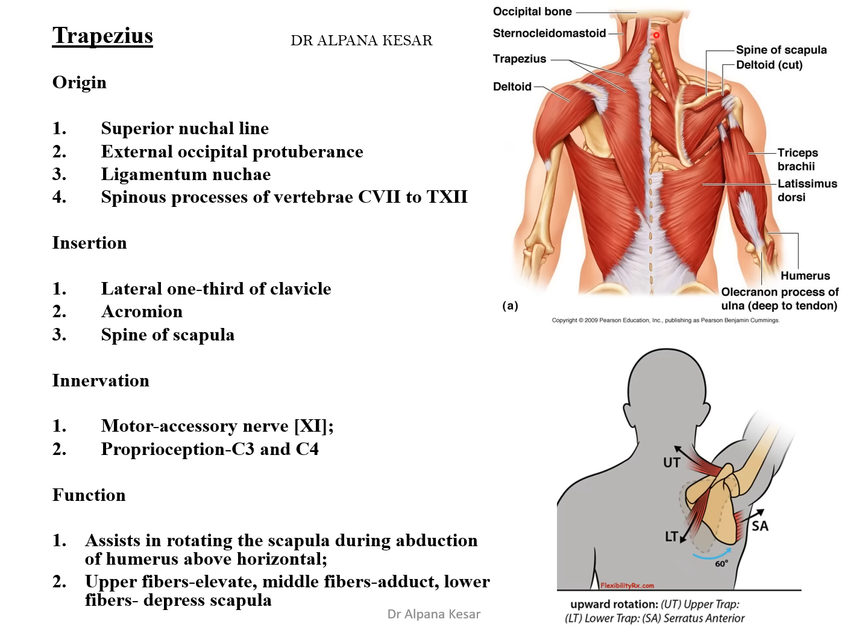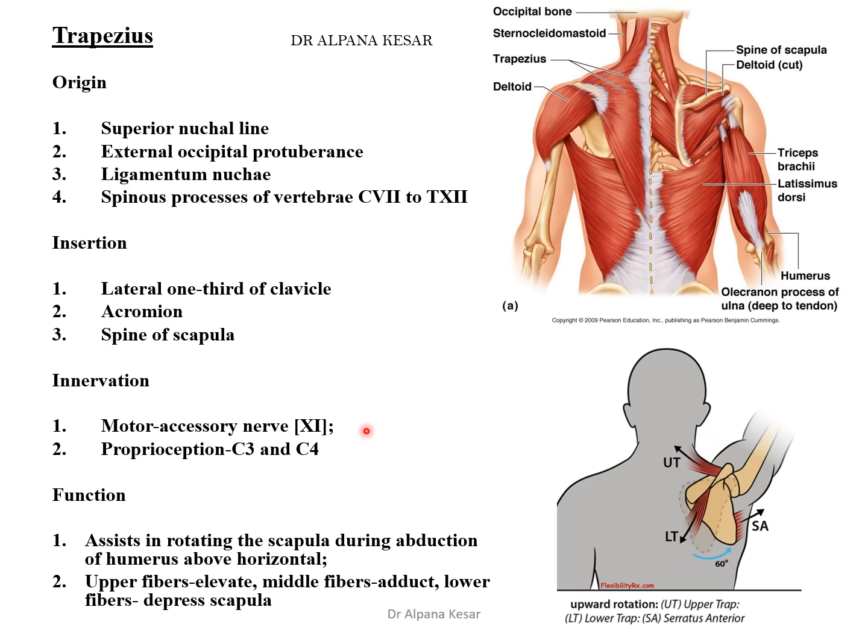Trapezius is a large trapezoid-shaped muscle that is present in the back. Origin of trapezius is from the superior nuchal line, external occipital protuberance, ligamentum nuchae, and from the spinous process of the 7th cervical to the 12th thoracic vertebrae. Insertion is in the lateral one-third of the clavicle, in the acromion process, and also in the spine of scapula.